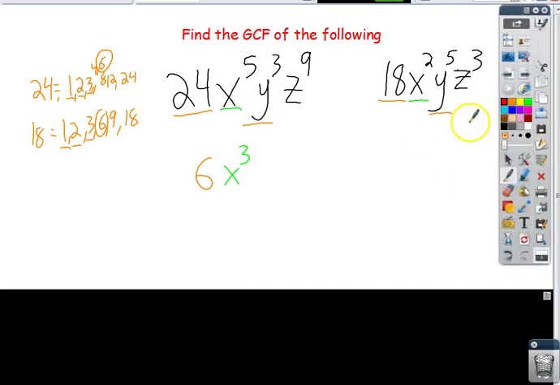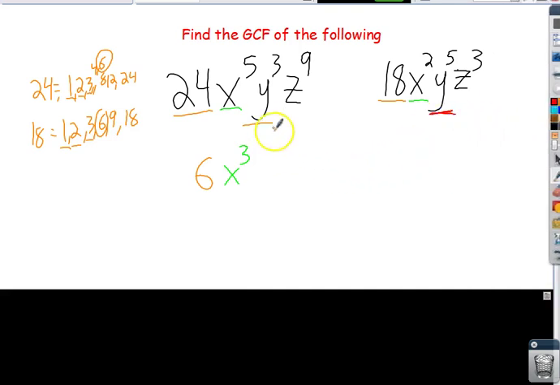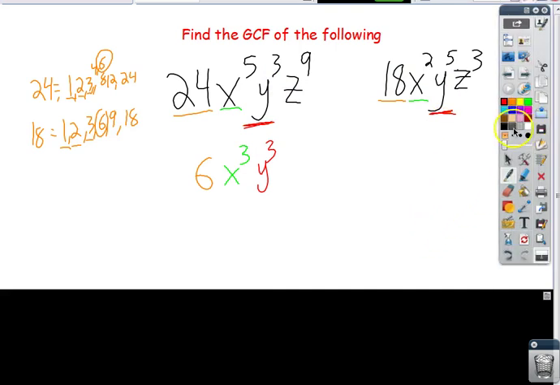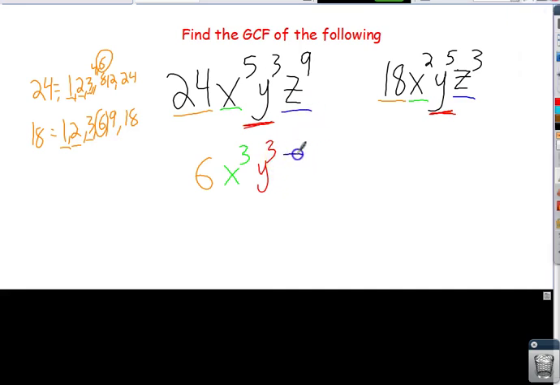The biggest y I could pull out of both of them safely is a y to the 3rd, because even though that's a 5, that's a 3. The most I can ask out of both of them is 3. Now the z's. I have a z to the 3rd and a z to the 9th. The biggest one out of both of them is z to the 3rd.